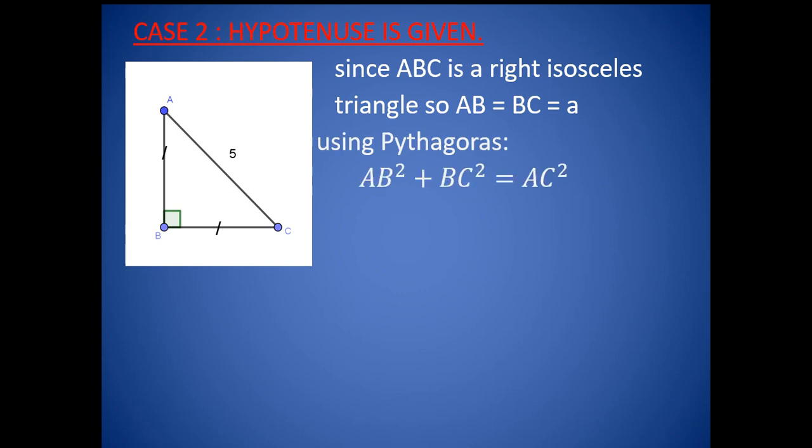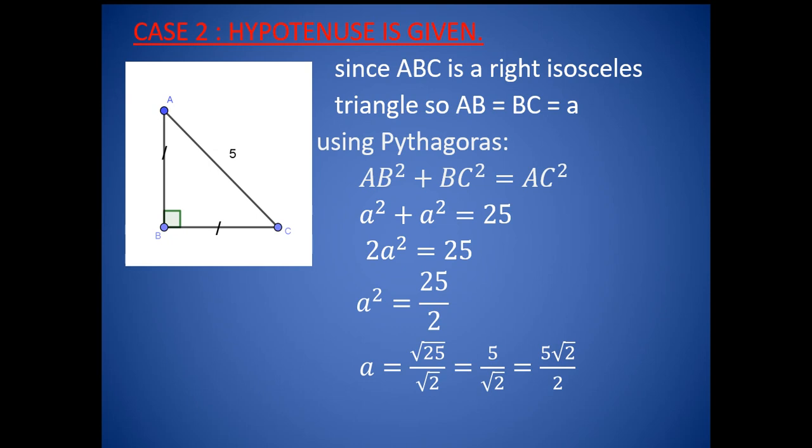Then I will write the formula of Pythagoras, AB squared plus BC squared equal to AC squared. I will replace AB and BC by A. I name it A, you can name it X if you want. A squared plus A squared equal to 25. 2A squared is equal to 25. A squared is equal to 25 over 2. So what is the measure of A? It's radical 25 over 2. Radical 25 is 5 over radical 2.